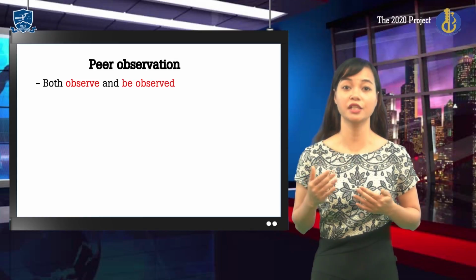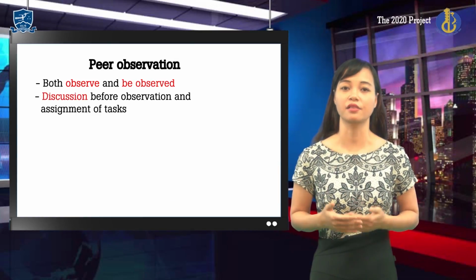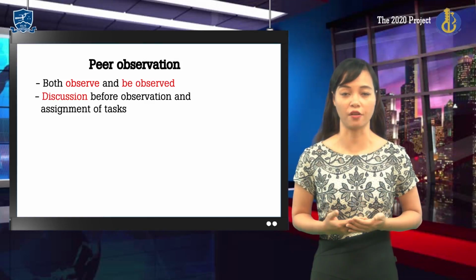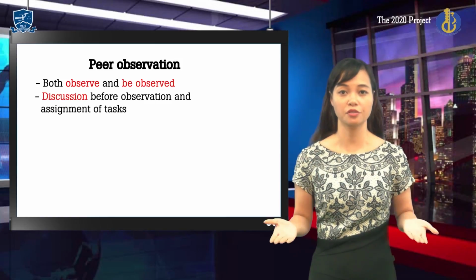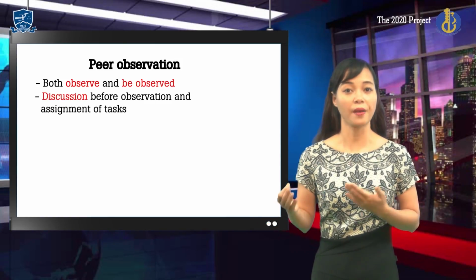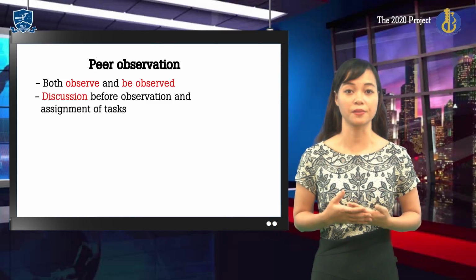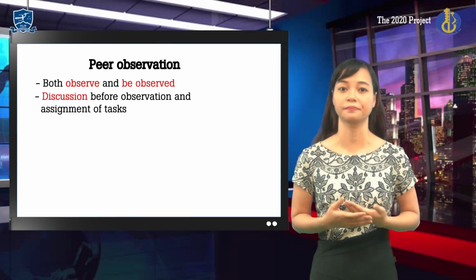Secondly, before each observation, the two teachers would meet to discuss the nature of the class to be observed, the kind of material being taught, the teacher's approach to teaching, the kind of students in the class, typical patterns of interaction and class participation, and any problems that might be expected.